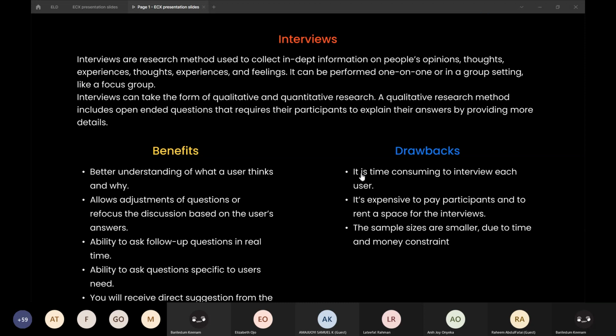Interviewing 10 people is way better than interviewing 5. Let me generalize: interviewing a larger number of people is actually better, in the sense that you will have a lot of feedback from these people, which can help in your design. Next slide, please.